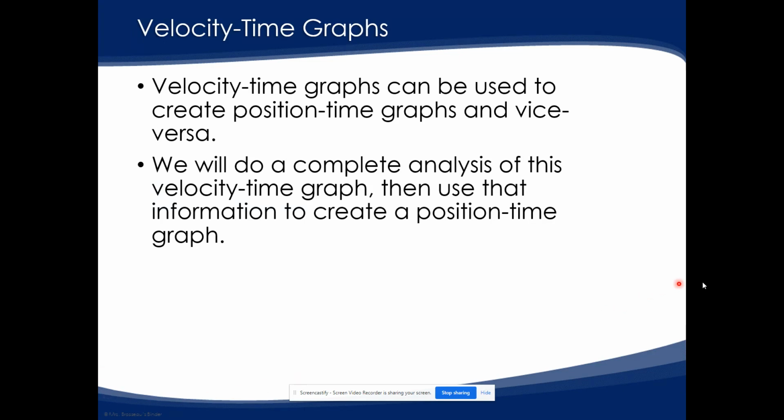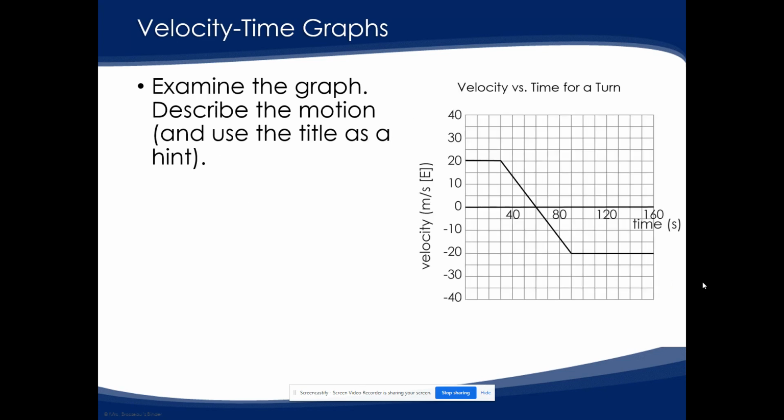So our velocity time graphs can be used to create position time graphs and vice versa. So we're going to do a complete analysis of the velocity time graph and then use that information to transfer our velocity time graph into a position time graph. So we're going to look at this graph, and it says the velocity versus the time for a turn. So what is happening here?